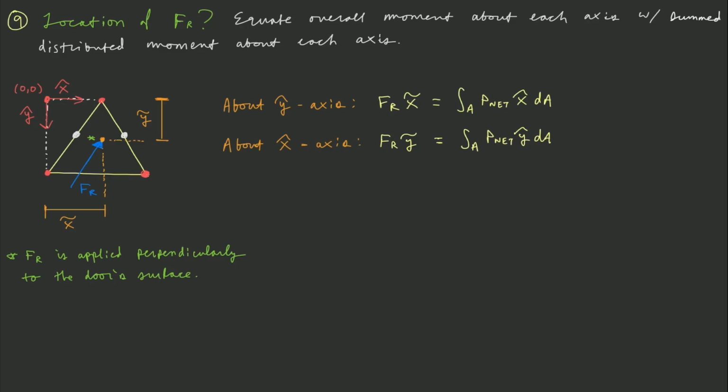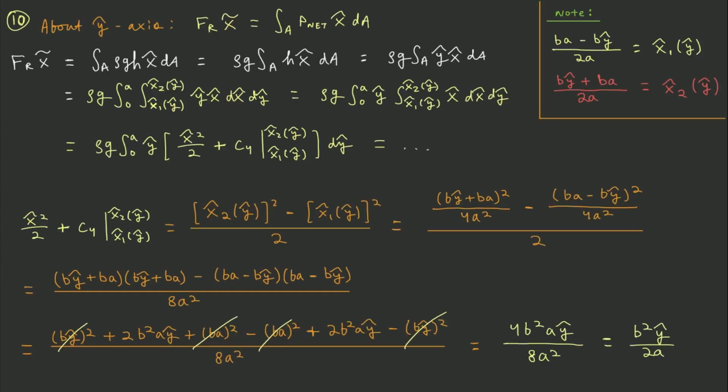So in math, about the y hat axis, that translates to F_R times some distance x tilde is equal to the sum of the moments about the y hat axis. And about the x hat axis, that translates to F_R times some distance y tilde equals the sum of the moments about the x hat axis. And that's where this comes from. And again, keep in mind that this F_R is applied perpendicularly to the door because the pressure distribution is also perpendicular to the door. So again, this is a lot of math.